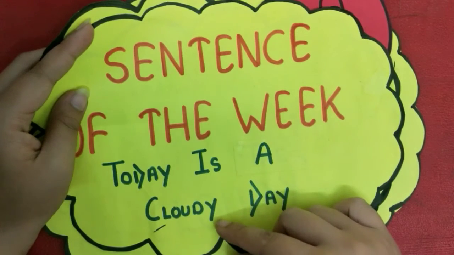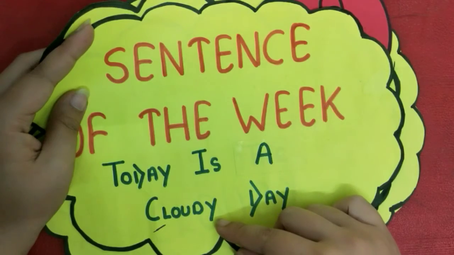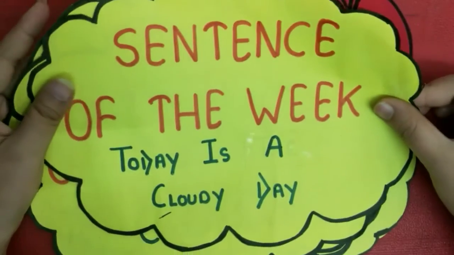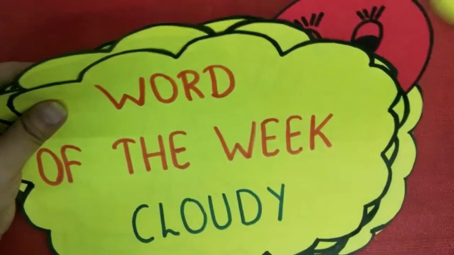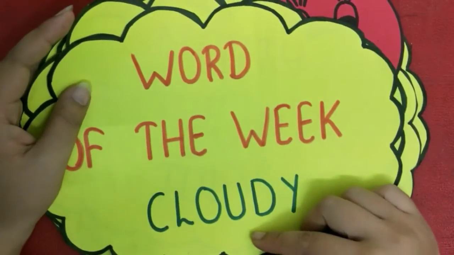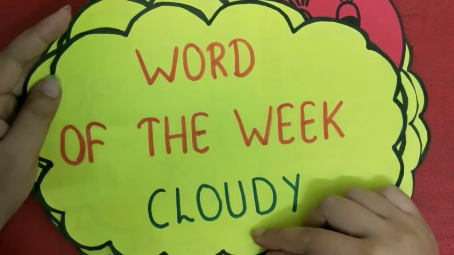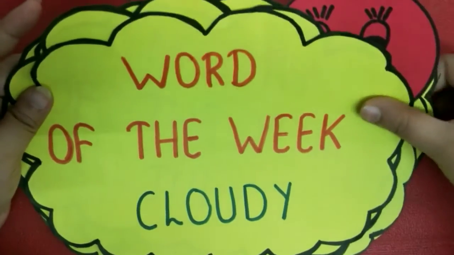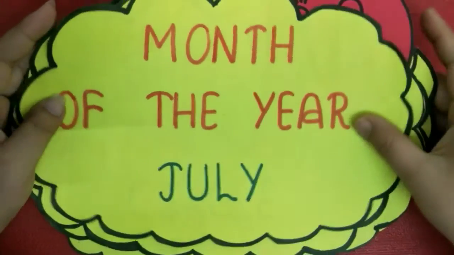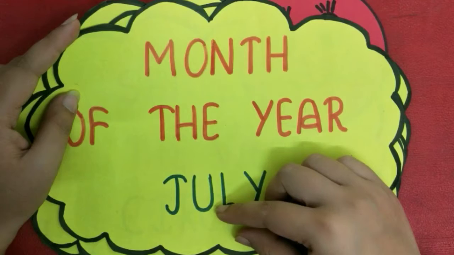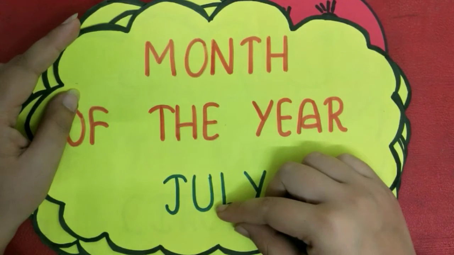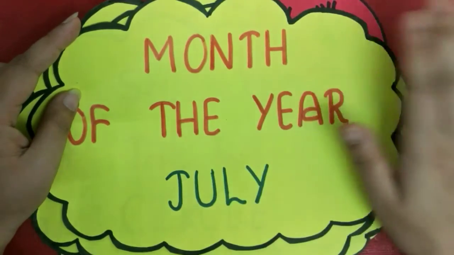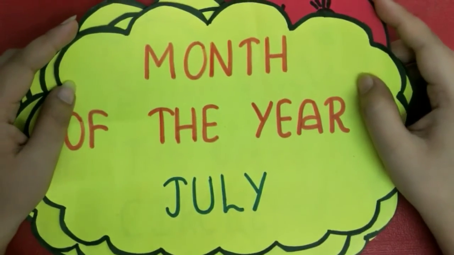How is the day today? Cloudy, badlon se bhara hua. Today is a cloudy day. Okay, and the word of the week is cloudy. Okay, and month of the year. Month of the year is July. Which month is going on? July. Very good, everyone. So you all have to practice this weekly learning well.